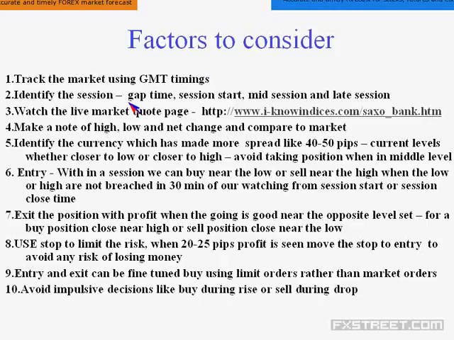Okay, so then let me explain the trading system. We track the market using GMT time so that we'll be able to understand how exactly the moves happen throughout the day rather than referring to our local time. Then also give importance to the gap time, session start time, late session, and also the mid session. In the mid session they handle the crosses, and in the early and the late sessions they handle the majors.